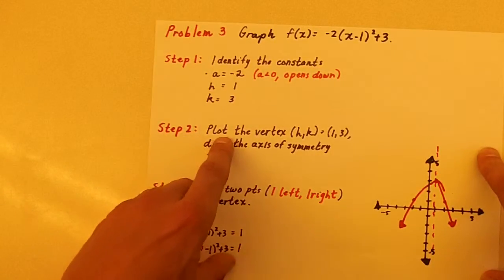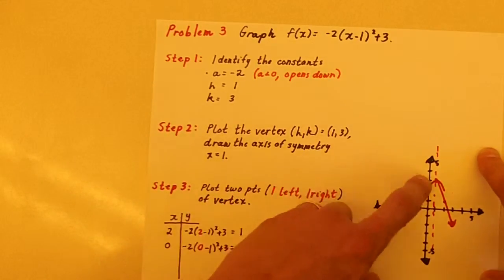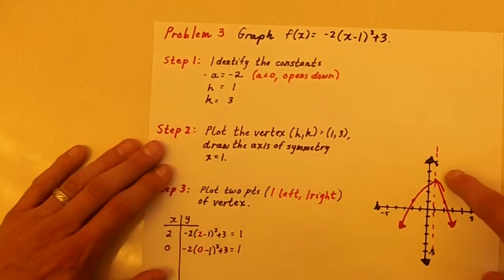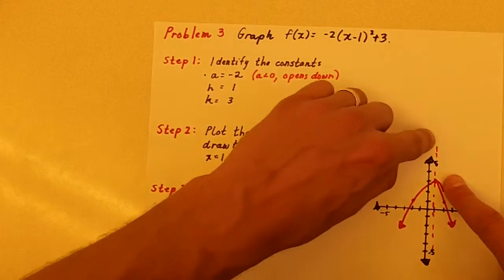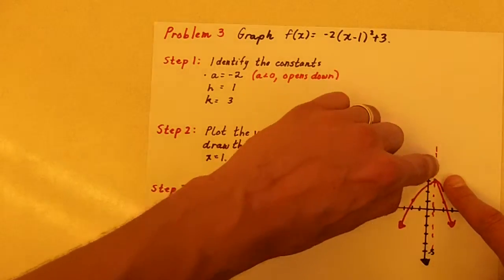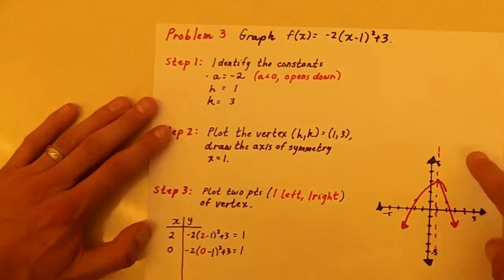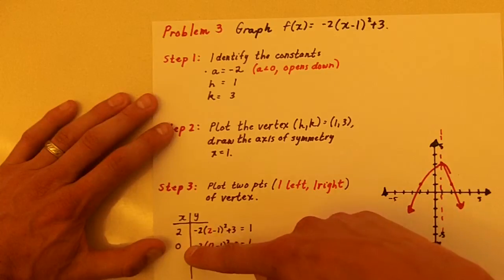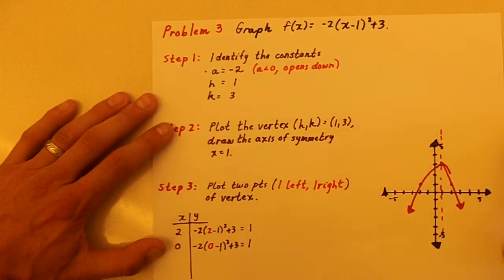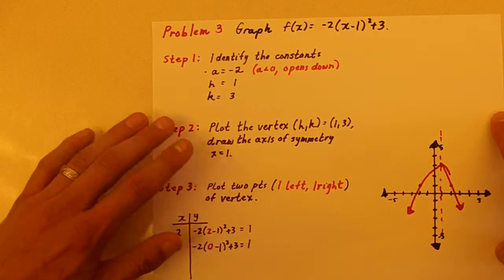Step number 2, I'm going to plot the vertex, which is h, k, which in this case is 1, 3. So I plot 1, 3 here. Next, I'll draw the axis of symmetry through that vertex, and I've drawn the vertical line at x equals 1. Step number 3, I'm going to plot 2 points. So here's my trick. I just pick a point to the right and to the left. So I picked 0 and 2. Those are 1 unit away from the vertex on the right and left. I plug 0 in, I get 1, and when I plug 2 in, I also get 1.